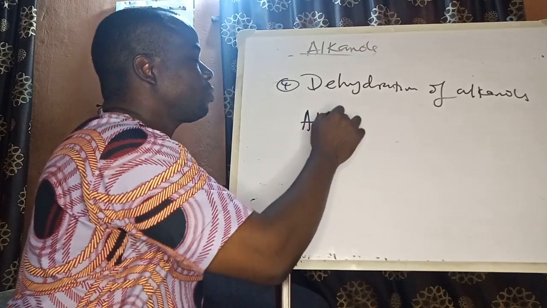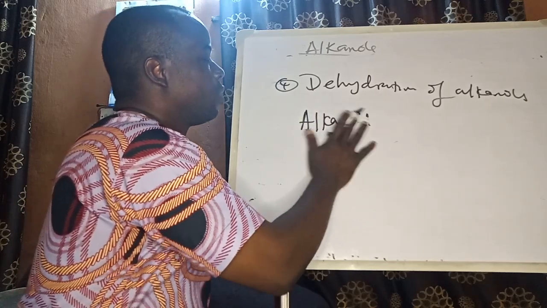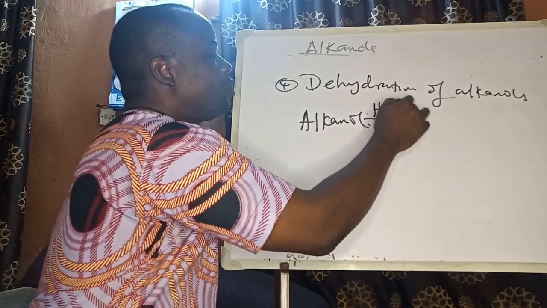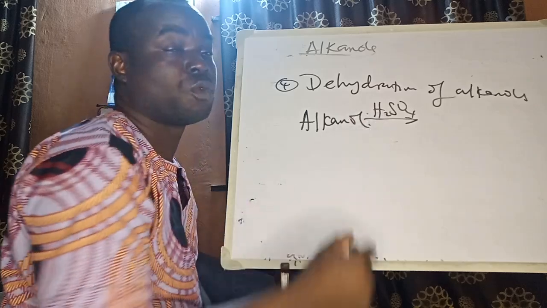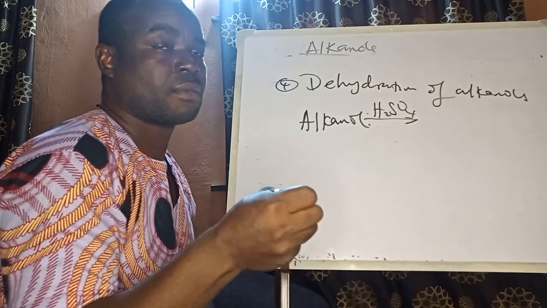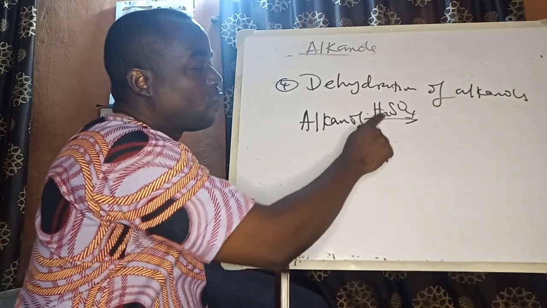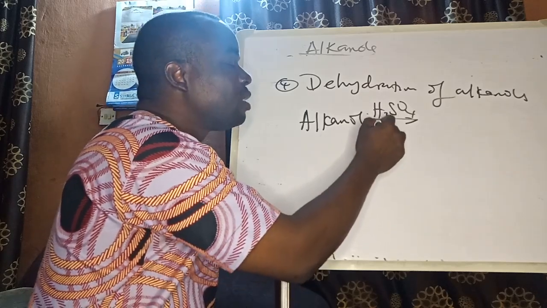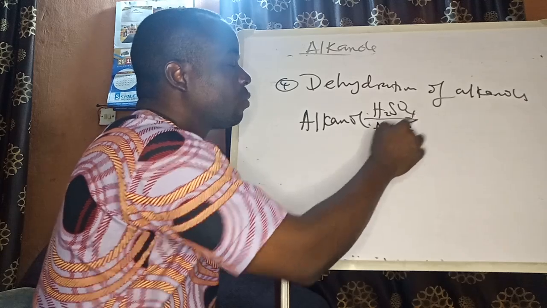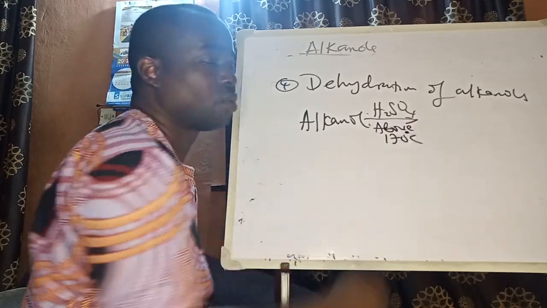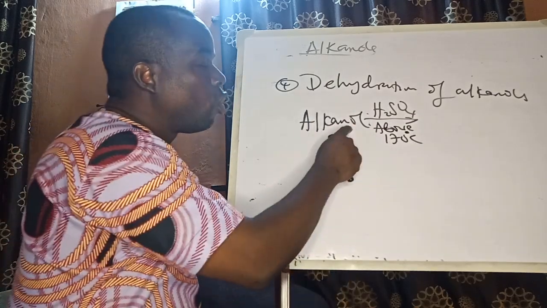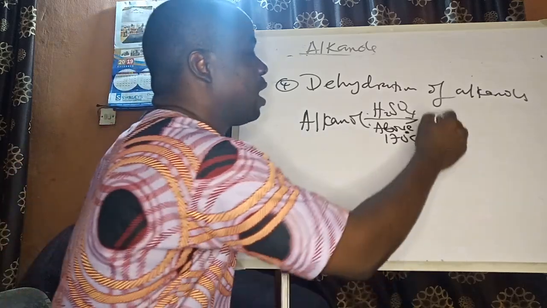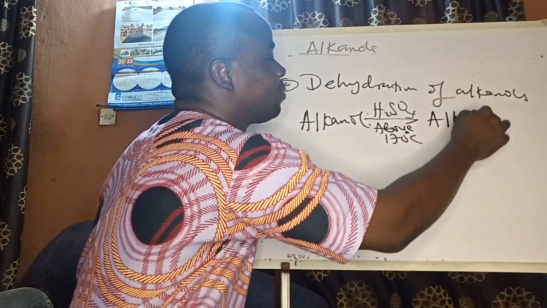So anytime you have an alkanol reacting with H2SO4, anytime you see this H2SO4, it removes water. So anytime an alkanol undergoes a reaction with H2SO4, and the temperature is above 170 degrees Celsius, the alkanol will quickly change to alkene. So you now have alkene.